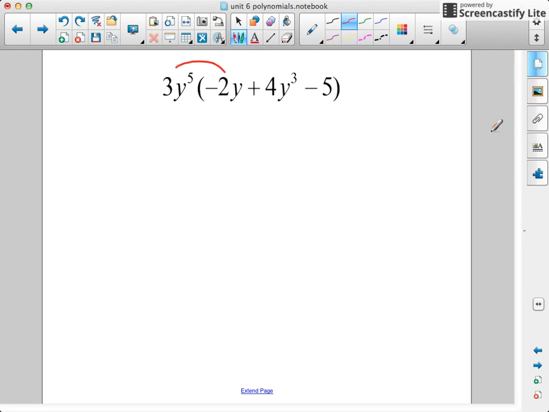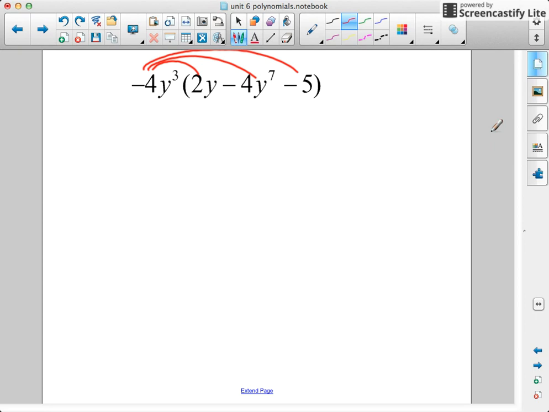Okay, let's do this one. So 3y to the exponent 5 times negative 2y is negative 6y to the exponent 6 plus 12y to the exponent 8 minus 15y to the exponent 5. And this next one would give me negative 8y to the exponent 4 plus 16y to the exponent 10 plus 20y to the exponent 3.